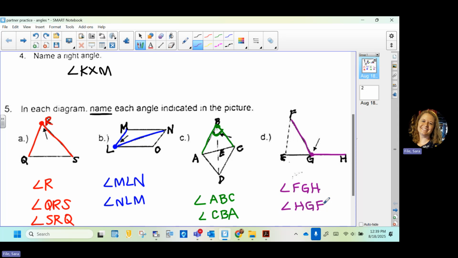Y'all feel a little bit better about naming angles now that I've gone over that? I hope.